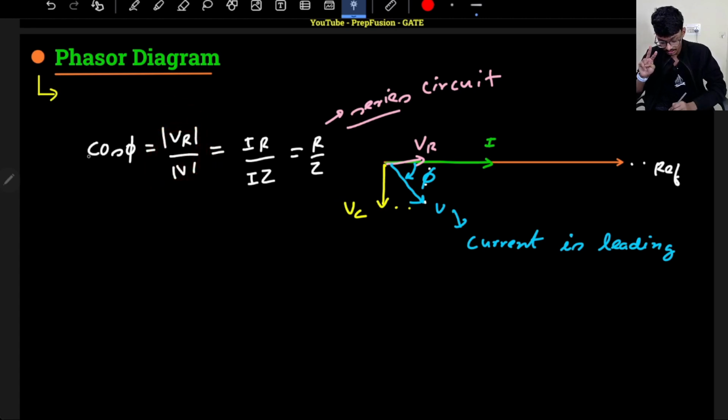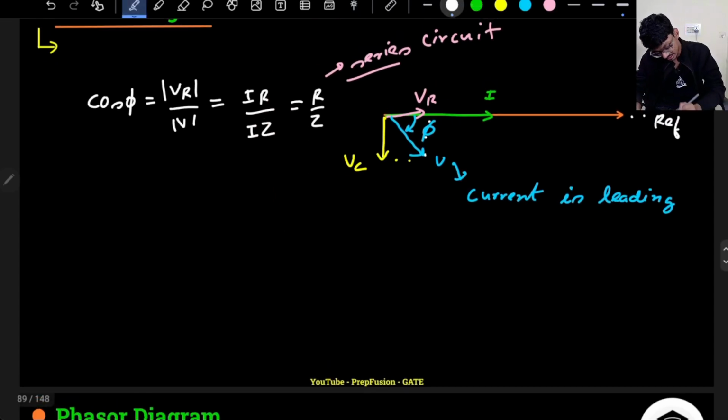What will not change? The definition of phi. The definition of phi is the angle between voltage and current. Remember that much. Draw the phasor diagram, and from there you find the cos phi. That will be helpful. If you just mug this up, then I will give you some circuit for which this formula will not be working. So just be careful regarding that.